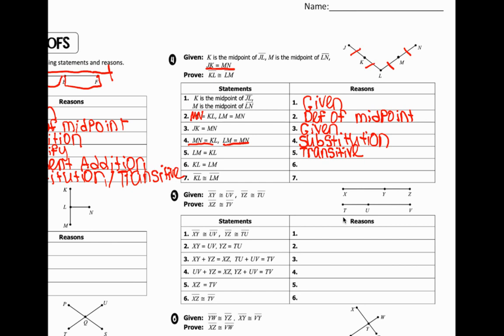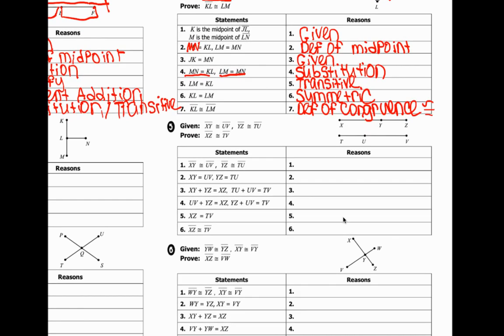Okay, so then they said, well, that means KL equals LM. So all they did was reverse the order from step 5. So that's your symmetric property. And then they said, well, if they're equal, then they're congruent. That's definition of congruence. So as you can see, these get a little bit tough. I'm just going to put that congruent symbol there. But we'll do 2 more.